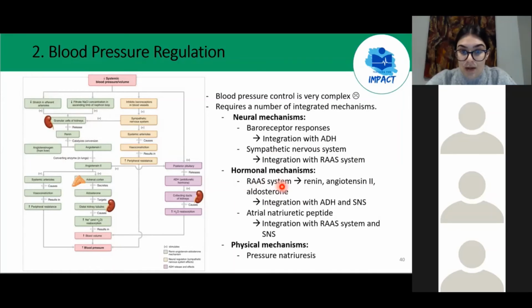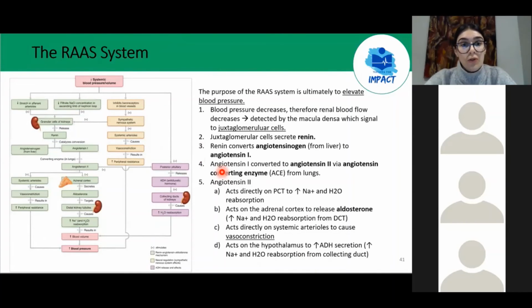We also have a lot of hormones that are responsible for maintaining our blood pressure. The first is the RAS system, which is this whole big guy in green. And we also have this funky hormone called atrial natriuretic peptide, which I'll go over a little bit later. And then finally, we have physical mechanisms which regulate blood pressure, called pressure natriuresis. So I'm going to be focusing on the hormonal mechanisms and the physical mechanisms first. Looking at the RAS system first, I'm going to take the scenario of a patient having decreased blood pressure.